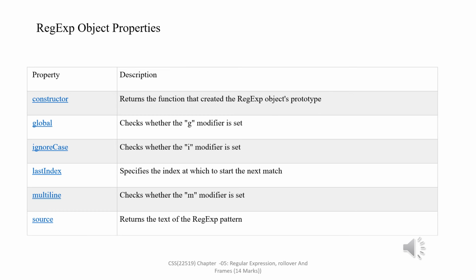See here, this is the regular expression object properties. These are the properties, these are the descriptions. Constructor returns the function that creates a regular expression object's prototype. Global checks whether the g modifier is set. IgnoreCase checks whether the i modifier is set. LastIndex specifies the index at which to start the next match. Multiline checks whether the m modifier is set. Source returns the text of the regular expression pattern. Okay, these are the regular expression properties.